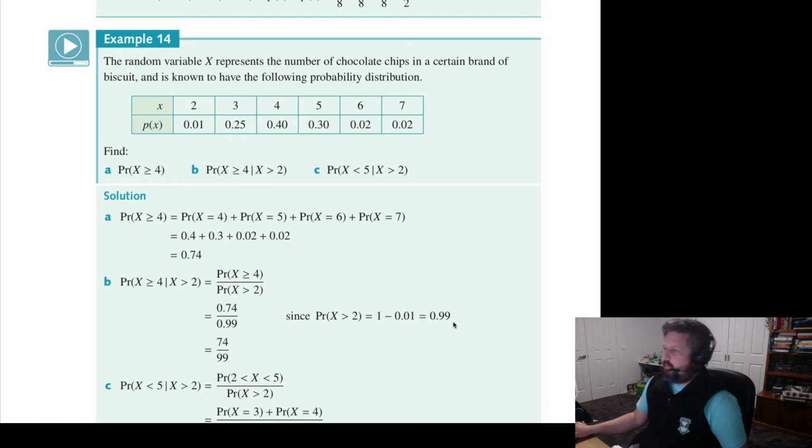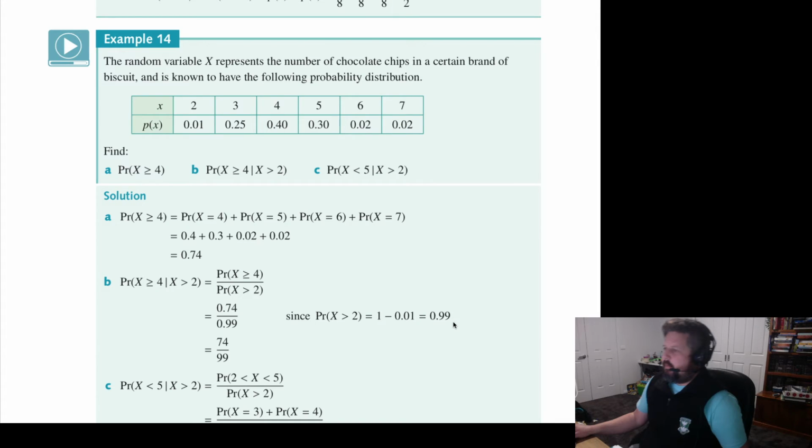Example number 14, we're powering through. It says here the random variable x represents the number of chocolate chips in a certain brand of biscuit. Delicious. And it is known to have the following probability distribution here. They've already run that calculation for us. So when they ask us to find each of these, it's just a matter of utilizing this table.